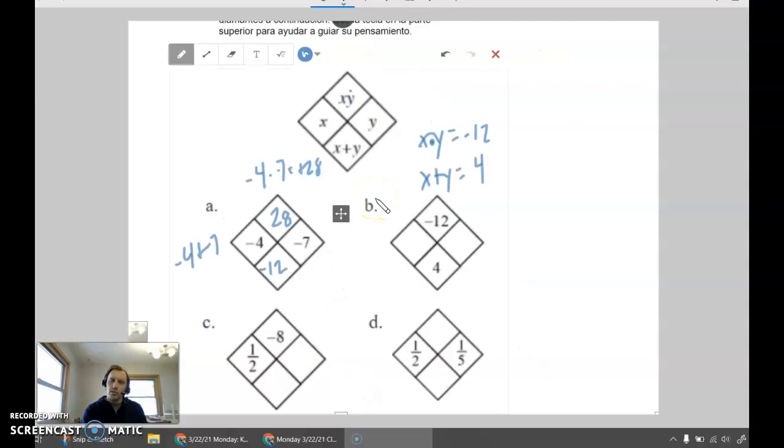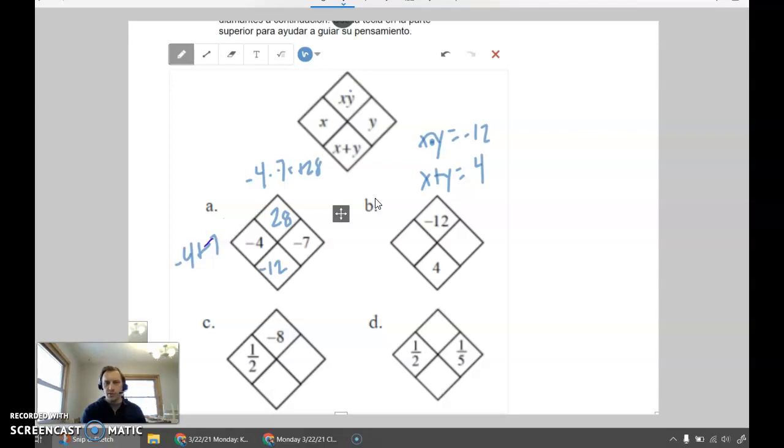All right, so hopefully you were able to pause this and try these out. This first one's pretty straightforward, right? You're going to multiply -4 times -7, and the negative times the negative is positive, so you get positive 28. Then you're going to add -4 plus -7, right? So that's going to give you -12. Hopefully you're able to find those.